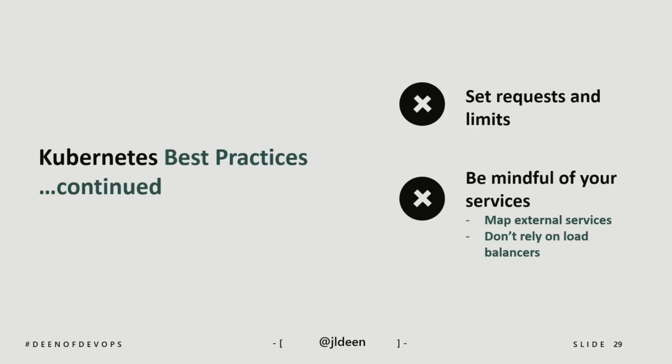And then be mindful of your services. Map external services. You don't have to do everything in Kubernetes. You can utilize external databases and external storage. In fact, I usually recommend it because they're globally redundant. They have additional scale. They were specifically designed to handle those kinds of tasks. Don't rely on load balancers. They're expensive, for one, both from a cost perspective and from a time management perspective. Take advantage of application routing and load balancing and services that are built right into Kubernetes.